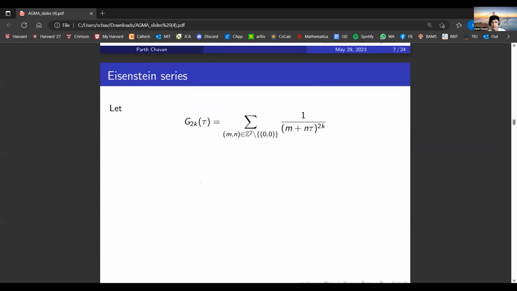Well, now there also lies an intimate connection of Ramanujan's identity with Eisenstein series, which I would like to highlight. The Eisenstein series of weight 2k for tau is defined by this infinite series, the sum over m, n in the set Z cross Z, of 1 over (m plus n tau) to the 2k.